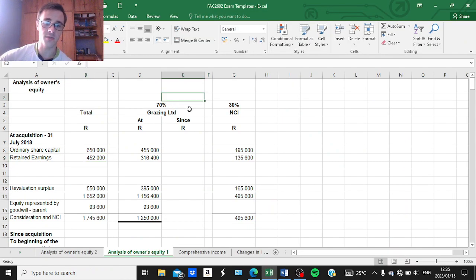So in your analysis of owner's equity of ordinary share capital, this percentage right here for the parent must exceed 50% for the purposes of this module. All right, for preference share capital, it can be any percentage. Okay, but for ordinary share capital, the parent must possess a majority of the ordinary shares of the subsidiary in order to have control, because only if the parent has control over the subsidiary is the group actually formed.